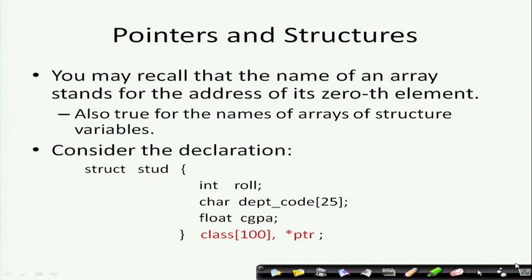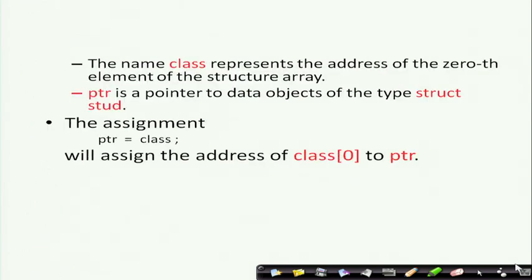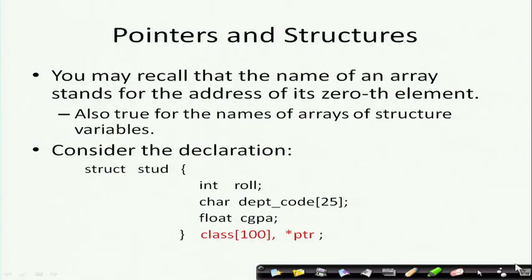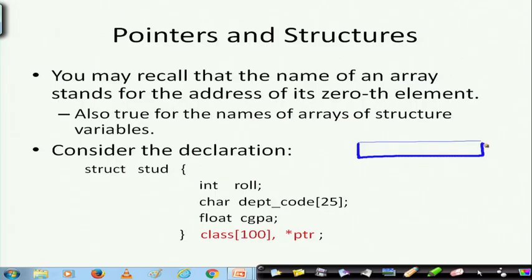Next, the other thing that we have to look at is pointers and structures, how they can be intermingled. You may recall that the name of an array stands for the 0th element of the array. So, if the name of the array is A, then the name A and A[0] are synonymous, and A can be considered to be a pointer that is pointing to A[0].